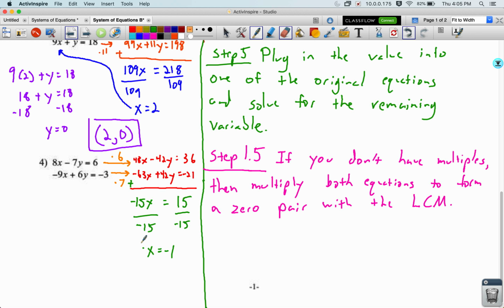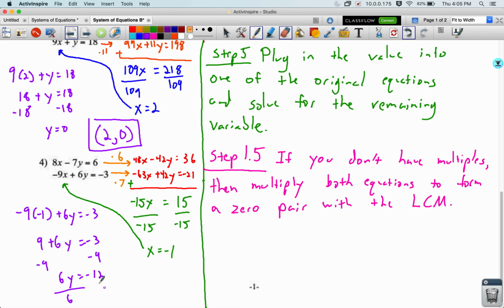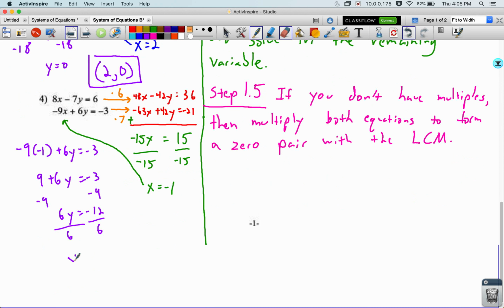All right, plug that back in wherever we want. Just plug it in right there. I get negative 9 times negative 1 plus 6y equals negative 3. 9 plus 6y equals negative 3. Take the 9 away. 6y equals negative 12. Divide both sides by 6. And I get, just one more space, y equals negative 2. Put these together into an x comma y, I get negative 1 comma negative 2.